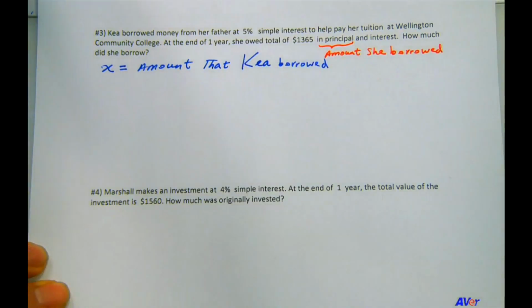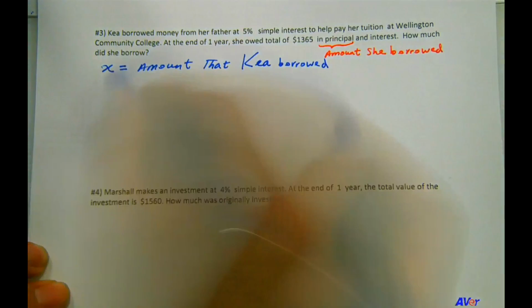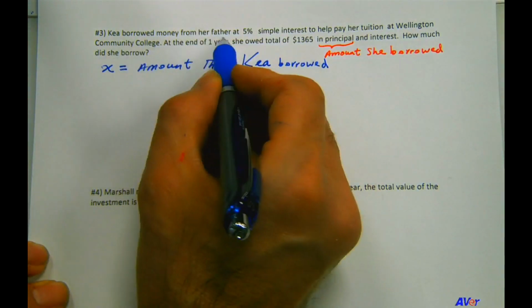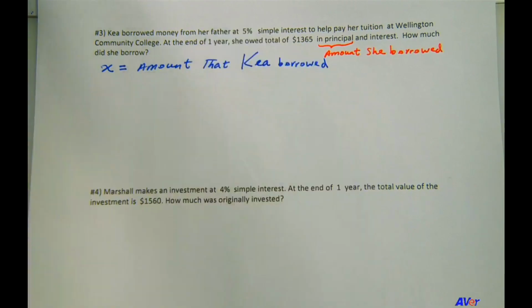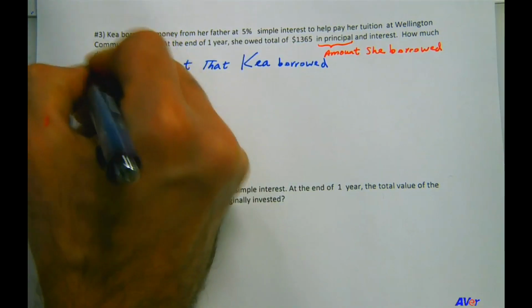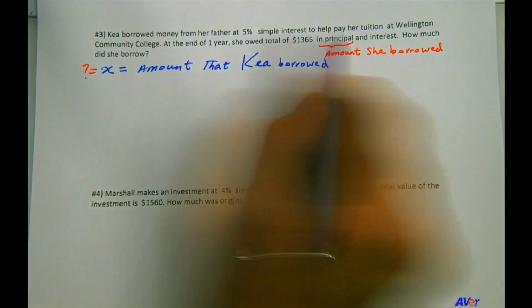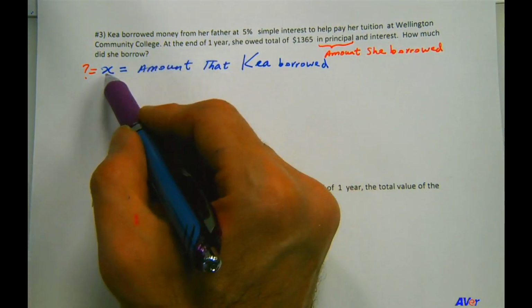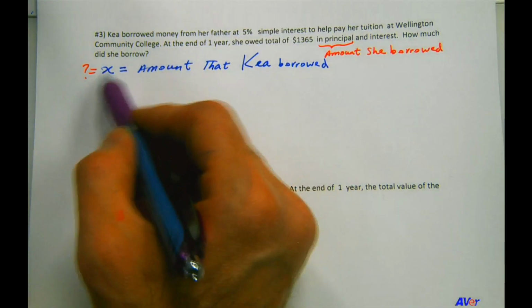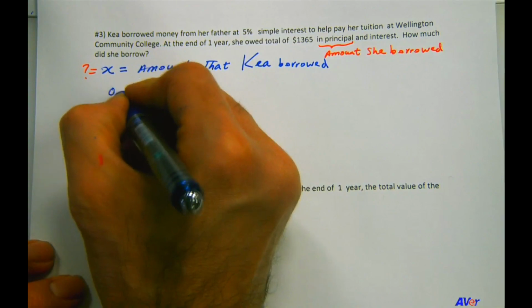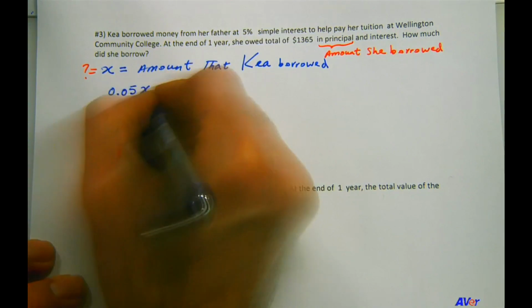Okay, great. Now we have a variable, we can work this problem out. Kia borrowed money from her father at 5%, and that is the question mark, right? We're looking for that. We know that she borrowed this money at 5%, so the interest on that amount would be 0.05x.